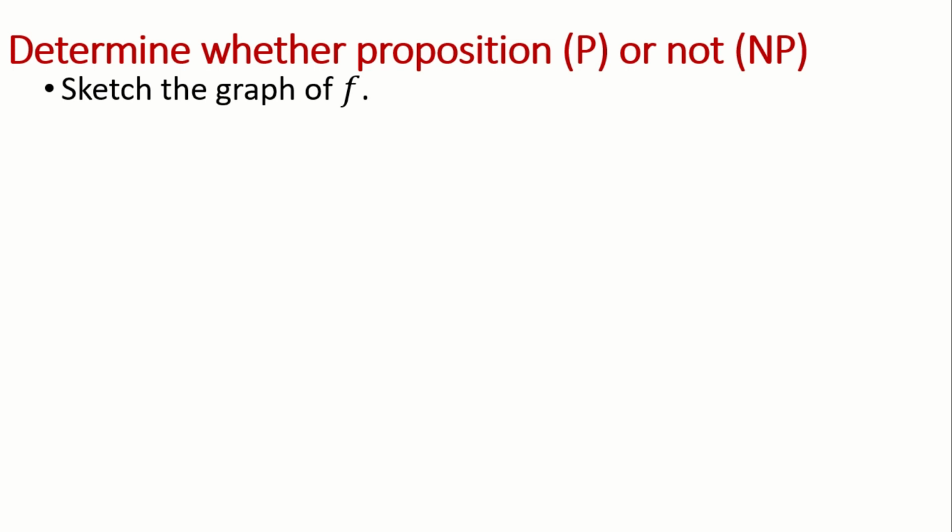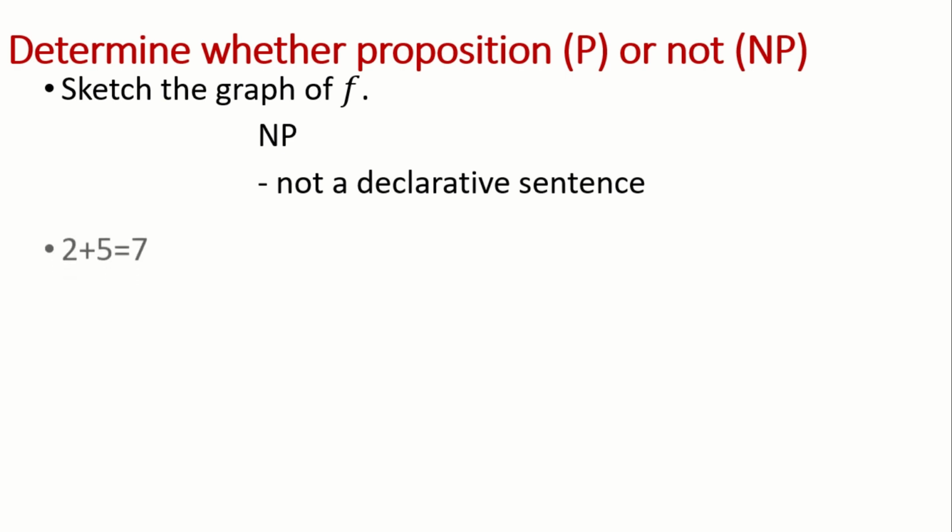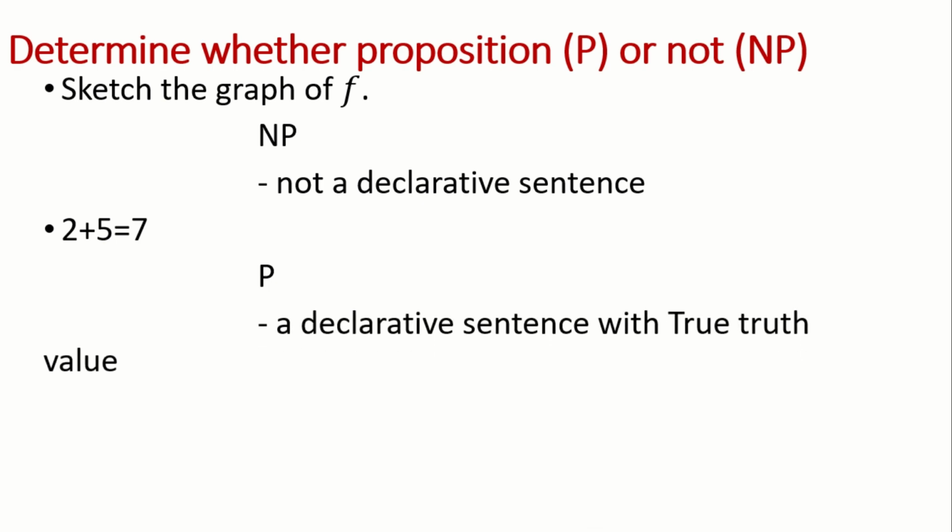Sketch the graph of f. Again, this is an imperative statement. This is an instruction, not a declarative sentence. 2 plus 5 is equal to 7. So this is a declarative sentence, and at the same time, it is true. So it has only one truth value.